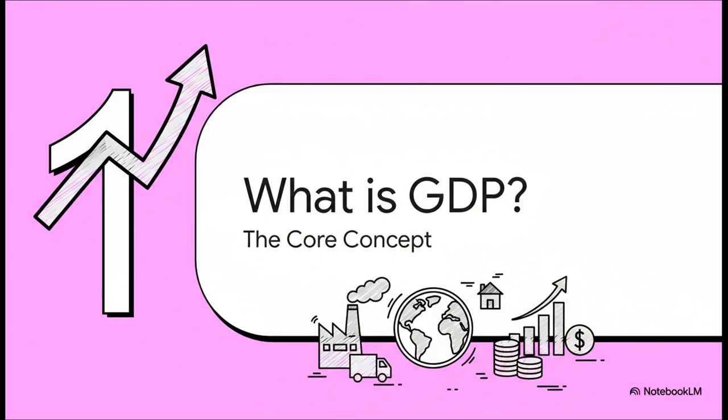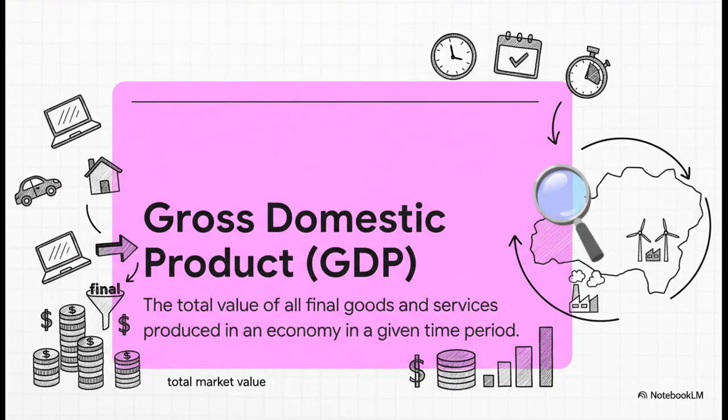All right, let's start with the big question. Whenever you hear that a country's economy has grown by, say, 2%, what are they actually measuring? Well, they're measuring the change in its gross domestic product. Okay, here is the formal definition. GDP is the total market value of all final goods and services produced within an economy in a given time period. That's usually a year or sometimes a quarter.